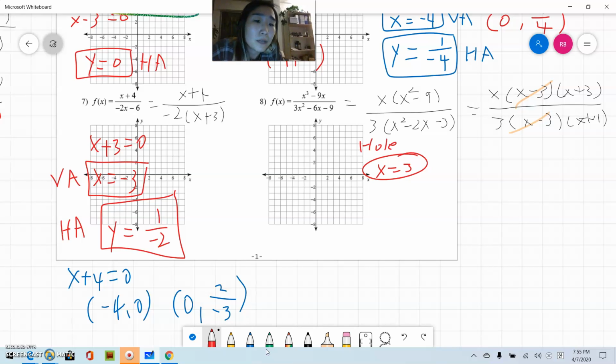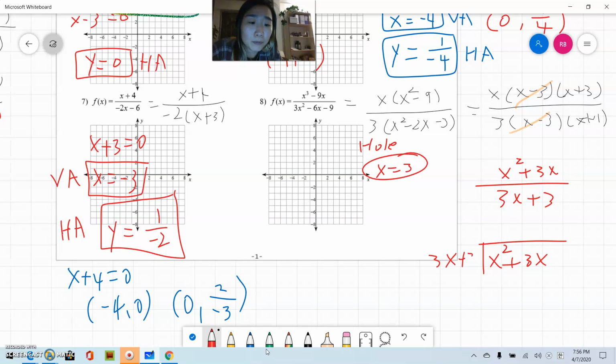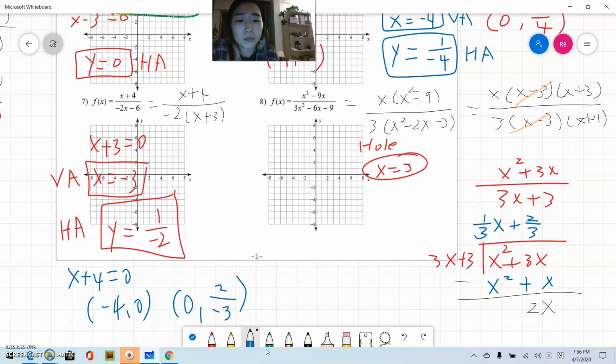And then the leftover is x squared plus 3x over 3x plus 3, right? So we have to divide again, because I need to find the oblique asymptote. Again, you need to use a fraction here, because I need to get rid of 3. So it's x squared, and then 1/3 x times 3 is just x. So we subtract, and then it becomes 2x. Again, I need to get rid of that 3, so 1/3. Oh, that's the exact same oblique asymptote as the first one. This is my oblique asymptote.